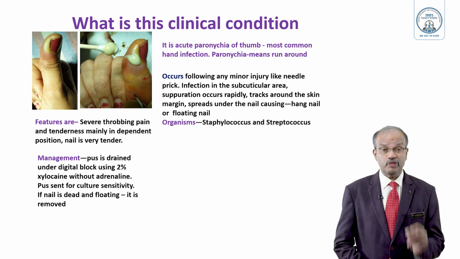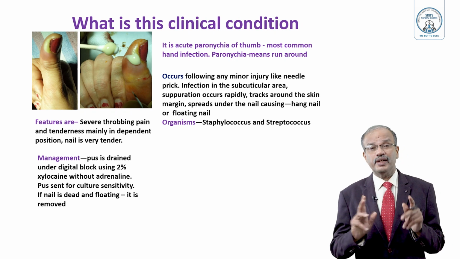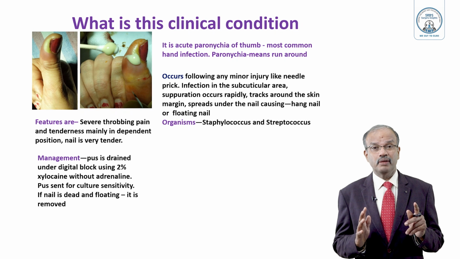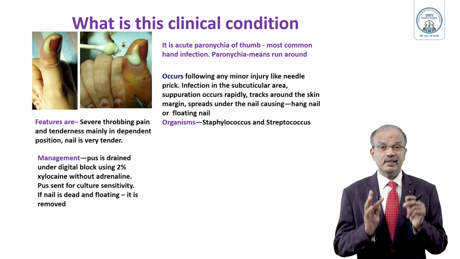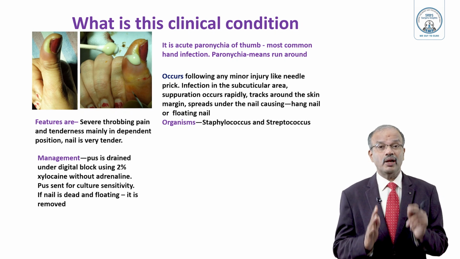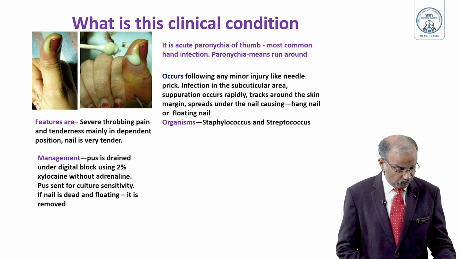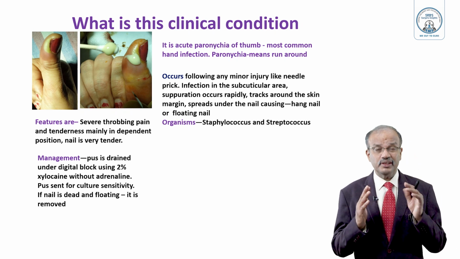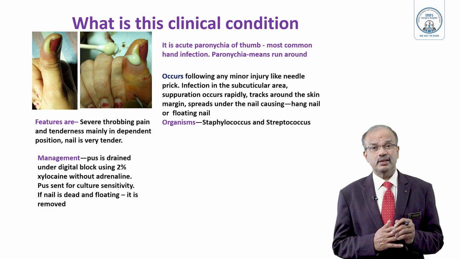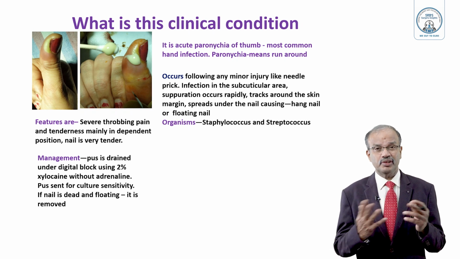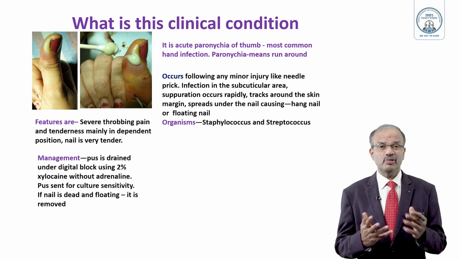Now pus should be drained for culture sensitivity. Of course, before draining, you have to always start a conventional broad spectrum antibiotic, because you have to drain an abscess under the umbrella of antibiotics. Now, if the nail is dead and floating, it has to be removed. Of course, a new nail may come. Again, an important thing is the patient may be diabetic, so do blood count and C-reactive protein, maybe if there are chills and rigors, otherwise not necessary. And of course, rule out diabetes.